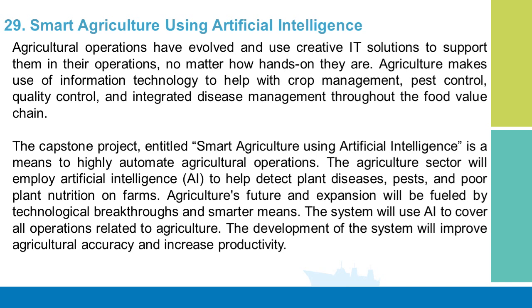The agriculture sector will employ artificial intelligence, AI, to help detect plant diseases, pests, and poor plant nutrition on farms. Agriculture's future and expansion will be fueled by technological breakthroughs and smarter means. The system will use AI to cover all operations related to agriculture. The development of the system will improve agricultural accuracy and increase productivity.